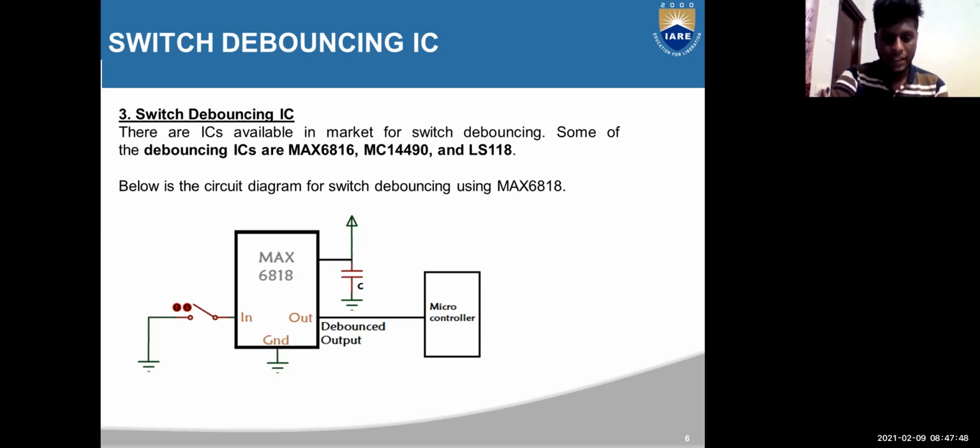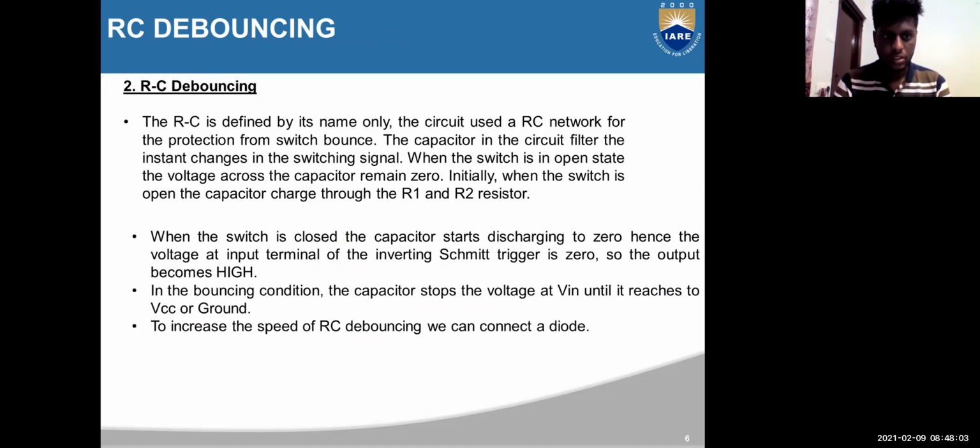So here we can see the MAX6818 IC, which consists of input and output. The input is connected to a switch and a battery, and the output is connected to a switch and a battery, and at last to a microcontroller. And we get the output at the microcontroller, and we give the power supply at both ends. So this is about the switch debouncing.